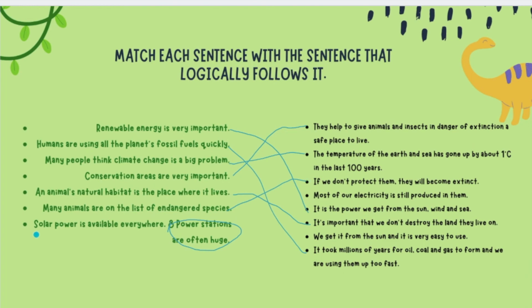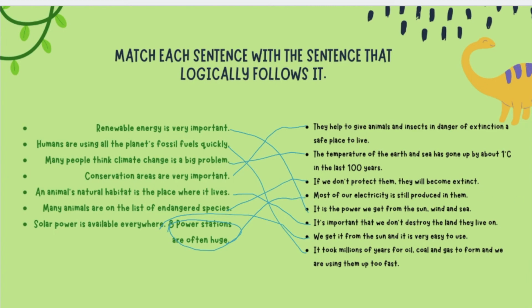Okay, let's take a look at our seventh sentence. Number 7. Solar power is available everywhere. Yes, because solar power is related to the sun. Oh, that's my hint. So the answer will be, we get it from the sun and it is very easy to use. So lastly, we have power stations are often huge. The answer will be, most of our electricity is still produced in them.